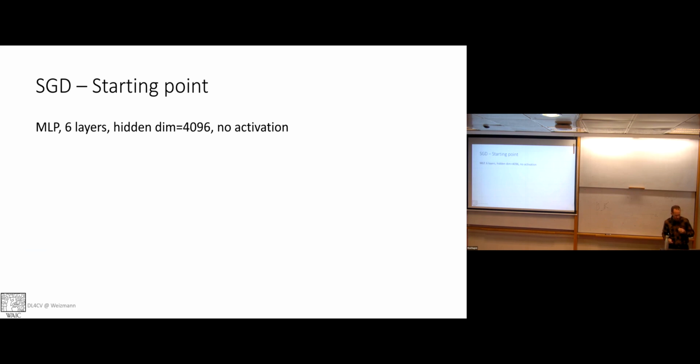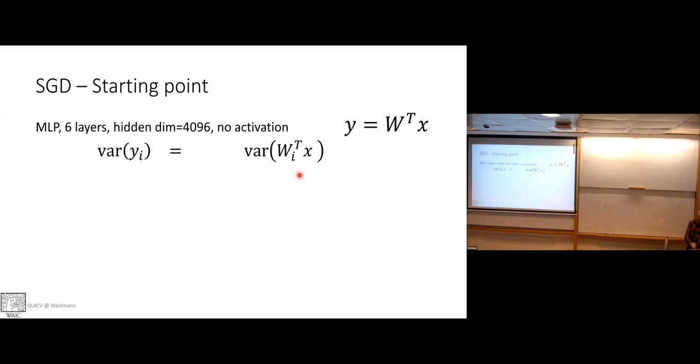So what happens here? Let's do the math. A linear layer is input times the weights, and we initialize them with random variables, and we assume the inputs also are randomly distributed 0, 1. So if we look at the variance of the outputs, it equals the variance of W times X. And we can write this matrix multiplication explicitly.